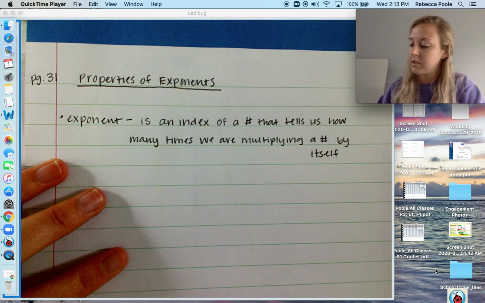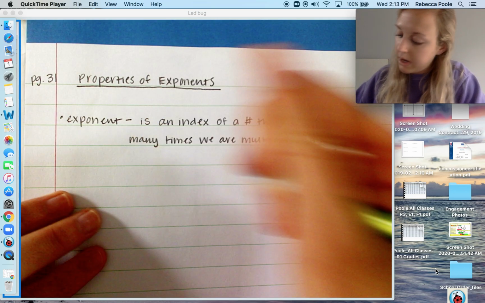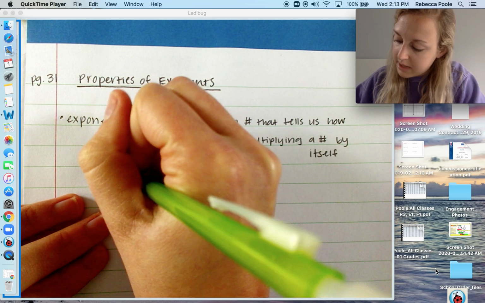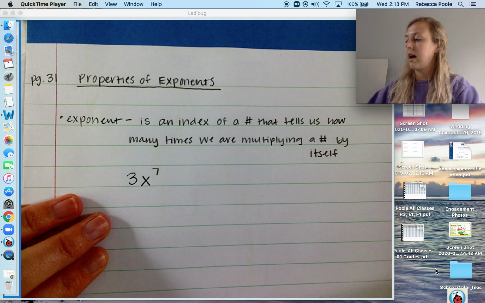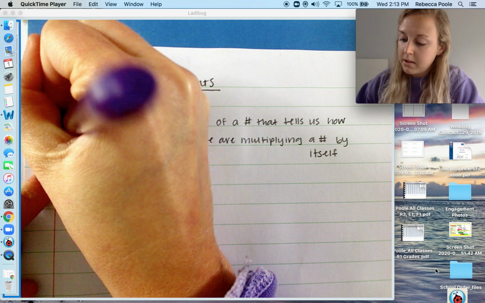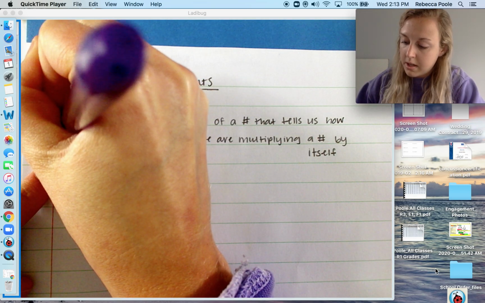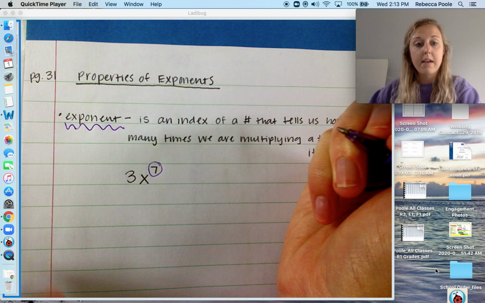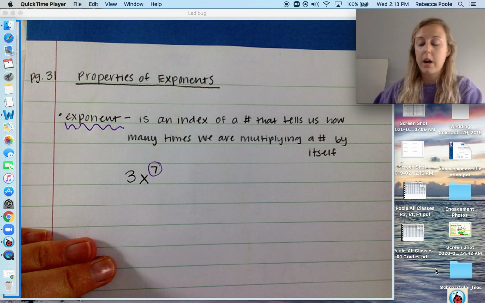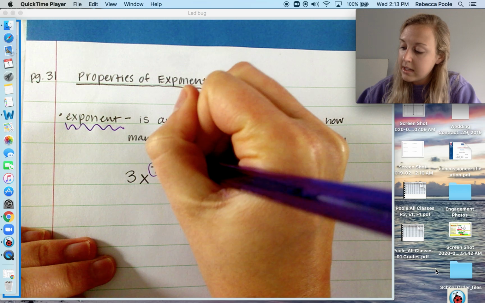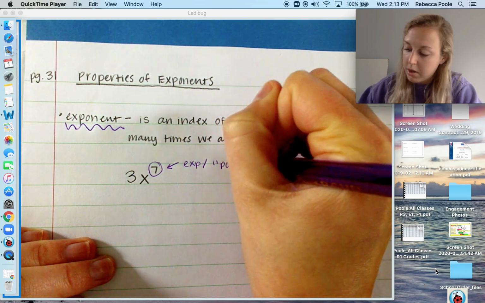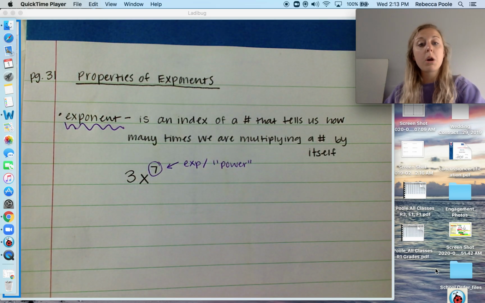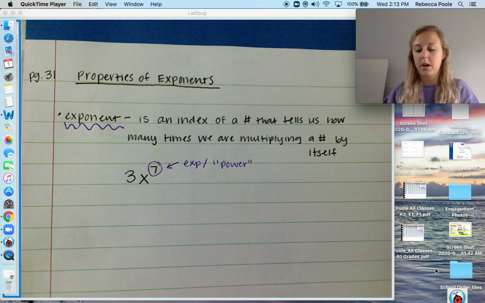We will review with some vocabulary. So I'm going to give you guys just an example. If we have 3x to the 7th, okay, the exponent is the index, so the 7. Index means it's above, okay? So this 7 is the exponent. It can also be called a power though. So if you see the word power, we're talking about an exponent, all right?